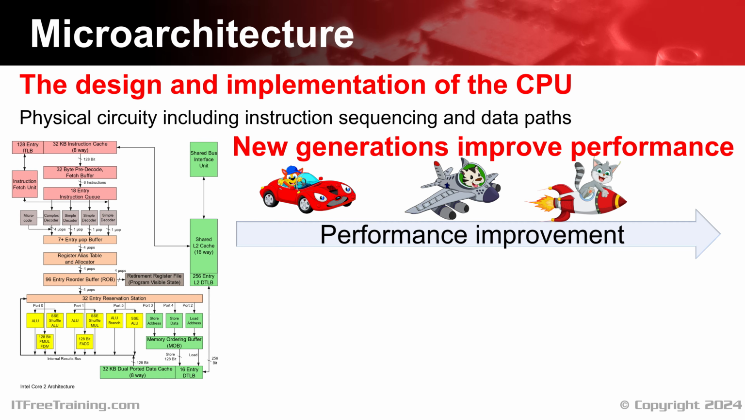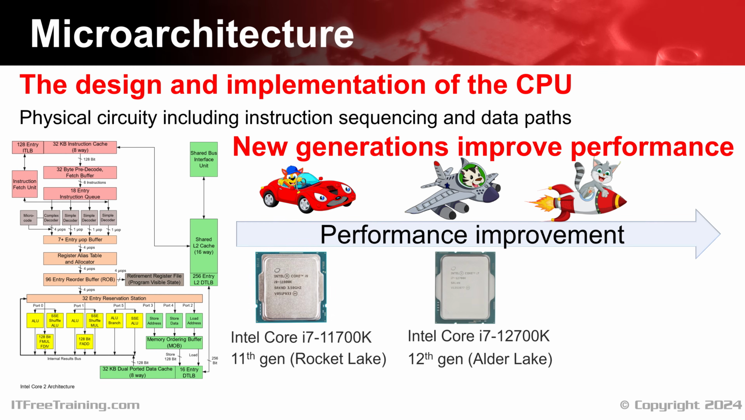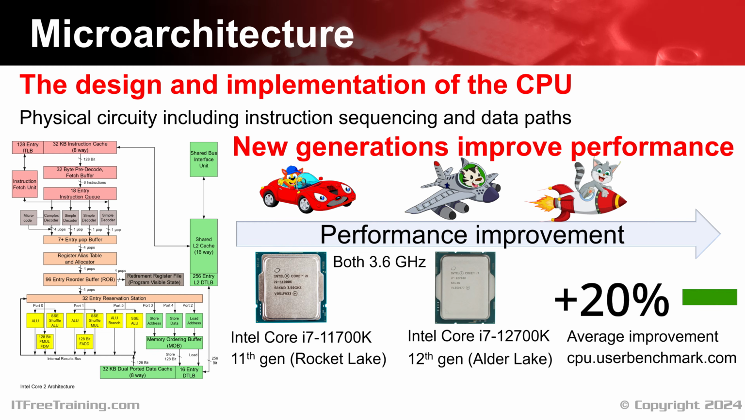To consider the difference a generation can make, I have two different CPUs. One is 11th generation and the other 12th generation. Both have the same clock speed. A CPU benchmarking site reports the second CPU on average performing 20% faster. This is an average, so some tests show a better performance than others. You can see these examples of two CPUs with the same clock speed, but different generations. One will outperform the other.